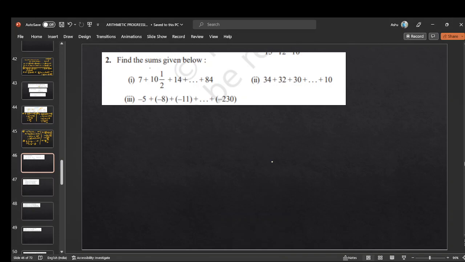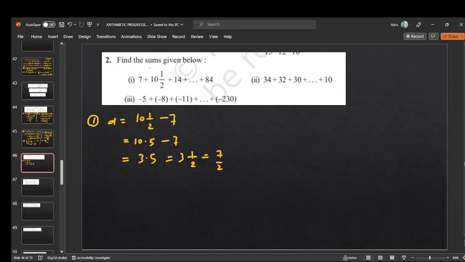Now what is the difference? For the common difference, first D will be 10 1 by 2 minus 7. This is 10.5 minus 7. Then 10 minus 7 will be 3.5. Clear? Then we can write this in another way: 3 1 by 2, 3 2s are 6, 7 by 2. Clear? This is the common difference.